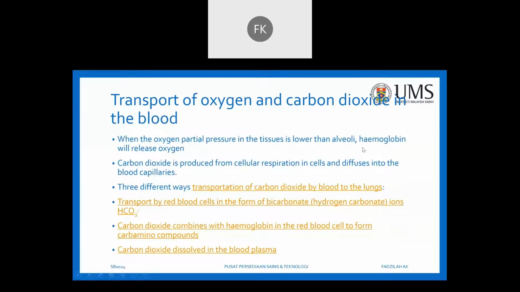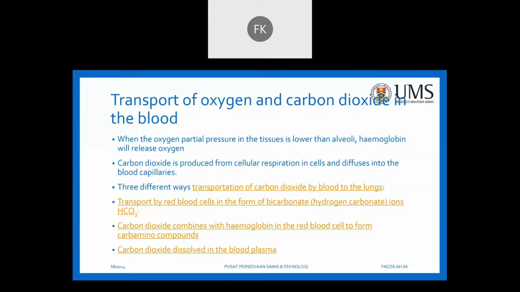Transport of oxygen and carbon dioxide in blood. We continue. When the oxygen partial pressure in the tissue is lower than in the alveoli, hemoglobin will release oxygen. Carbon dioxide is produced from cellular respiration in cells and diffuses into the blood capillaries. There are a few ways carbon dioxide is transported out of the body, by blood to the lungs and exhaled out of the body.